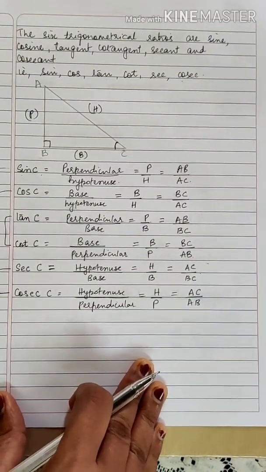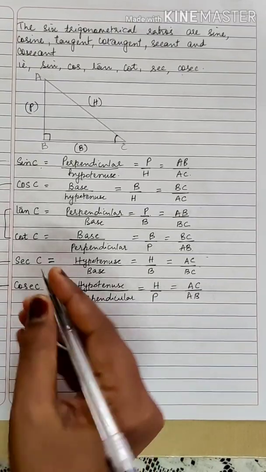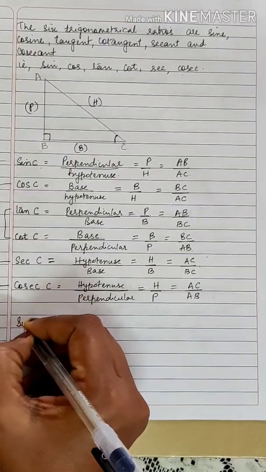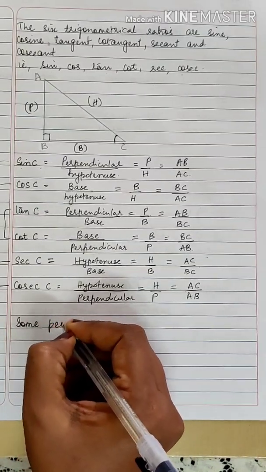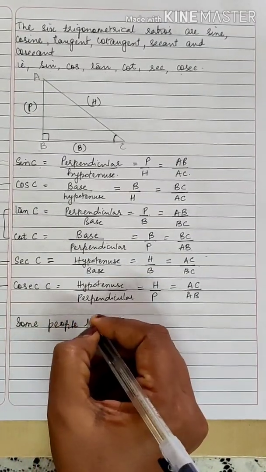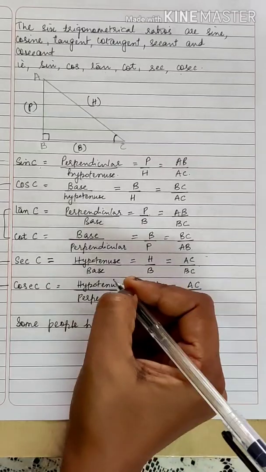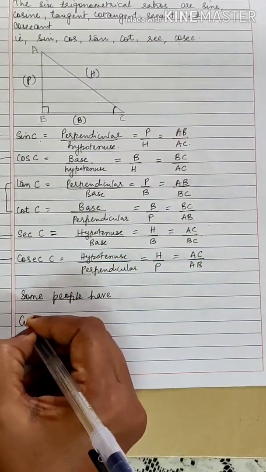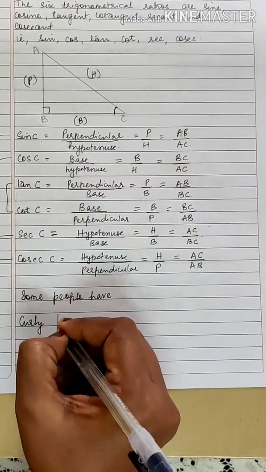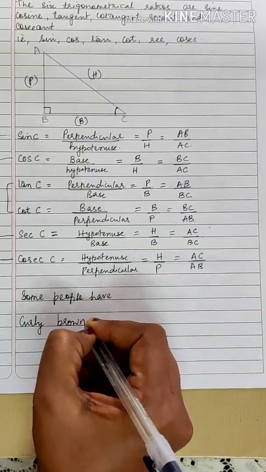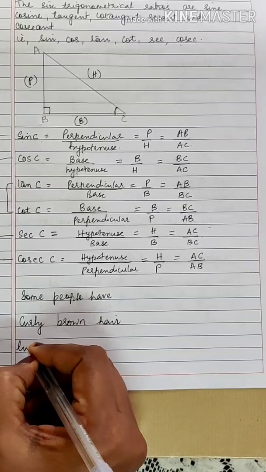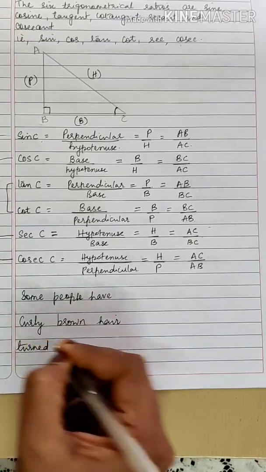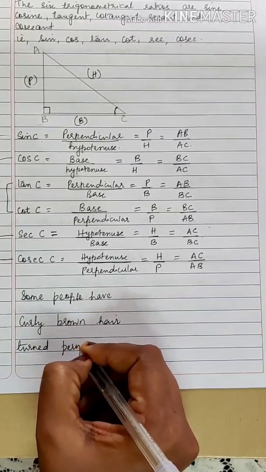Now how can you remember these ratios? Now I can give you one tip. You should remember this. Some people have curly brown hair turned permanently black.